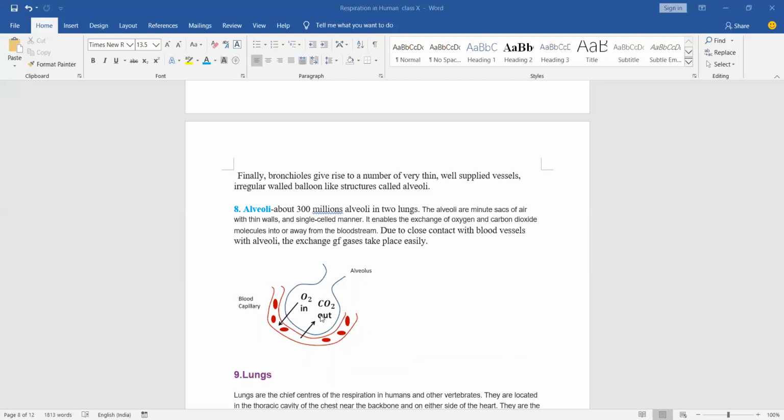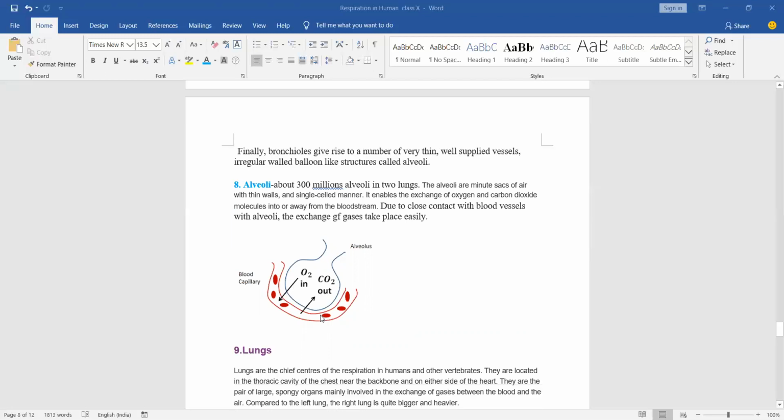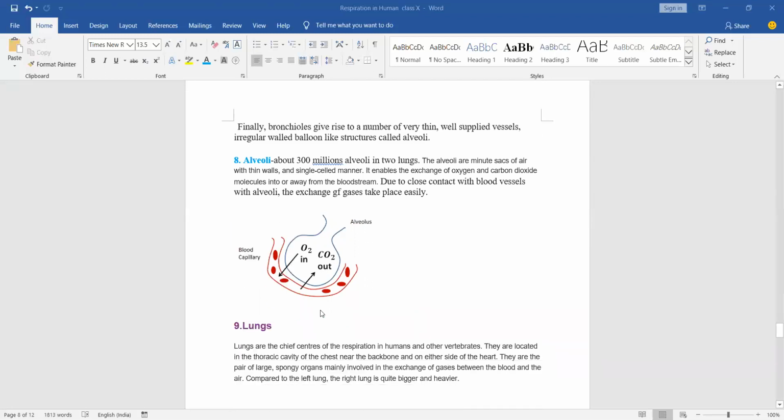So lungs are the main organ of respiration in humans and other vertebrates. They are located in the thoracic cavity, near the backbone on either side of the heart. The right one is compared to the left one. It's quite bigger than the left.